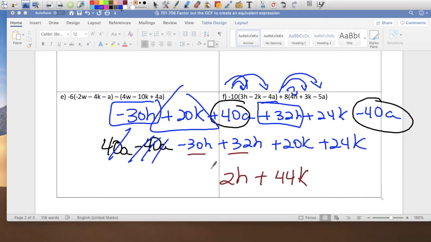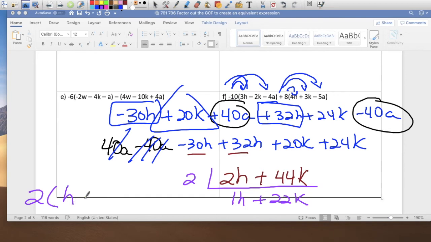So can we do the ladder method? 2 goes into 2H 1 time, or 1H. And 2 goes into 44 22 times, or 22K. Final answer is 2 times, instead of 1H, I'm just going to write H plus 22K. And that's it. Pretty simple.